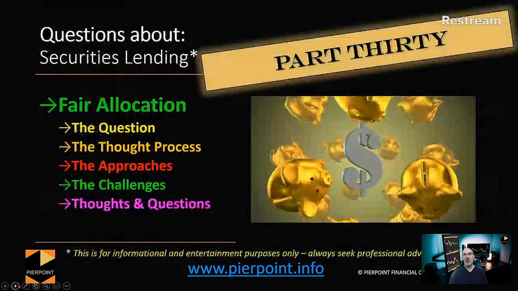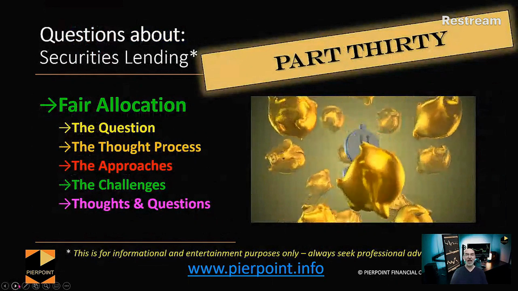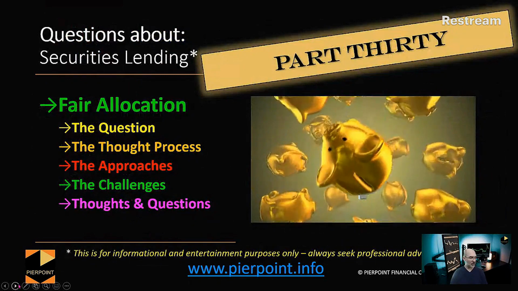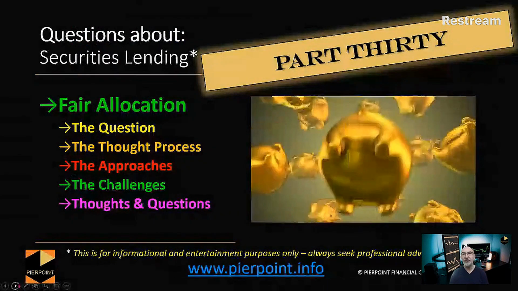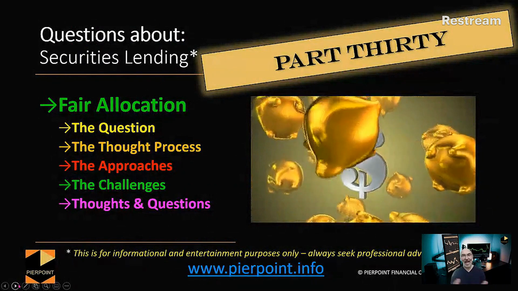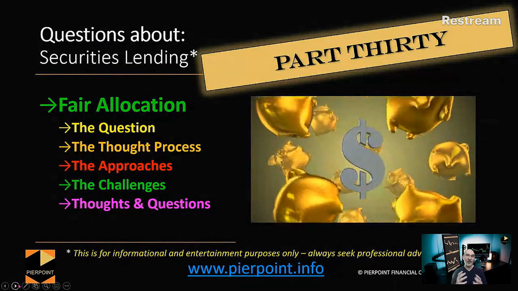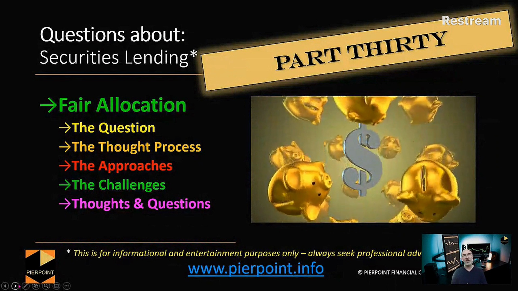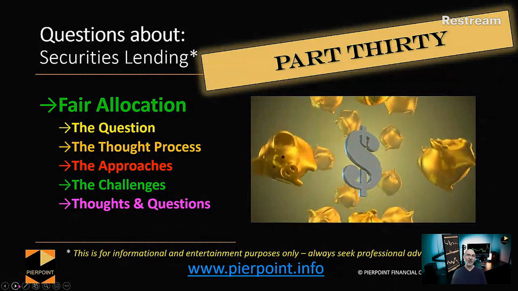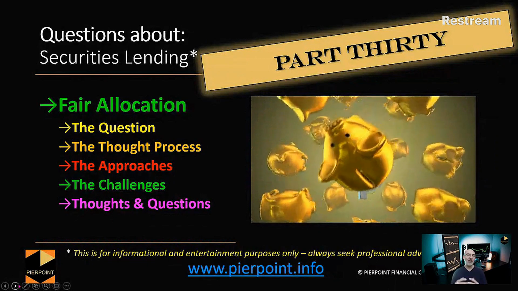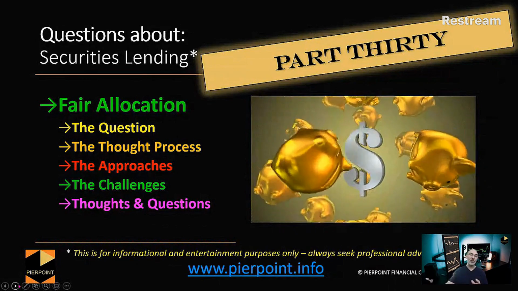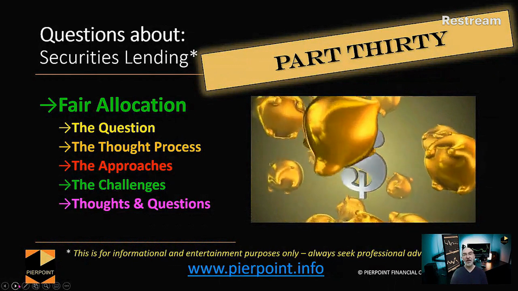And what we're going to be talking about today in episode 30 is this whole idea of the fair allocation of loan supply. So we're going to talk about what the key question is, the thought process in determining how you make that allocation, the different approaches that some of the market participants use, and the challenges that allocations throw up. And then I'm going to leave you with some thoughts and questions, because the existing process isn't perfect. Nothing is, and it should be part of an iterative process to develop over time.